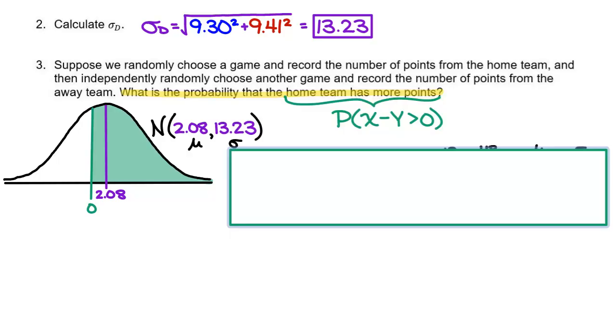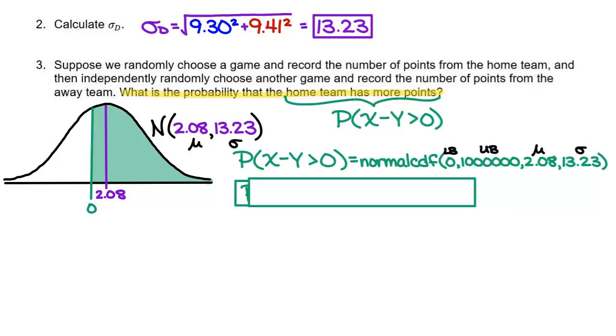What about 100? Even in a high-scoring football game, if the away team just absolutely gets decimated, the difference in their points is still probably not going to be more than 50, right? So going with something like 100 or 200 would probably be fine. And then we want our mean and standard deviation in there. So it should look something like this.